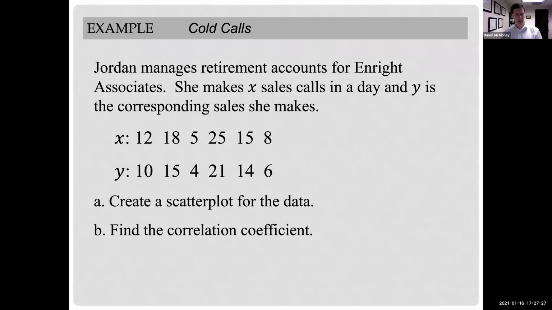So let's do an example. Here we have a cold call example. Jordan manages retirement accounts for Enright Associates. She makes X calls in a day, and Y is the corresponding sales she makes. So we have the values of X and Y listed here. Let's create a scatter plot for the data, and let's find the correlation coefficient.